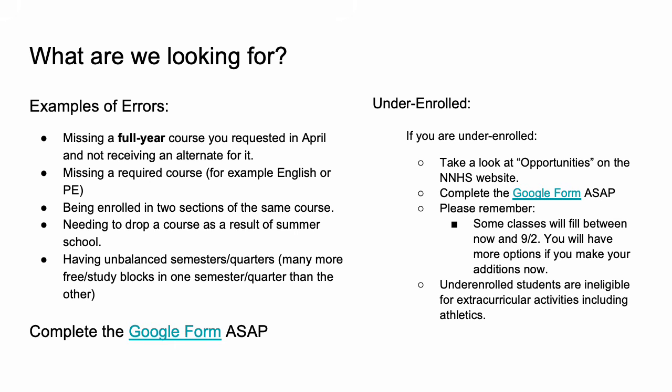If you are under-enrolled, you should start by taking a look at Opportunities, our course catalog on the Newton North website. Then go ahead and complete the Google form. Remember, many classes will fill between now and September 2nd, so you want to make sure that you go through this process now while we still have some space available in some electives. Under-enrolled students are technically ineligible for extracurricular activities, including athletics in the fall.